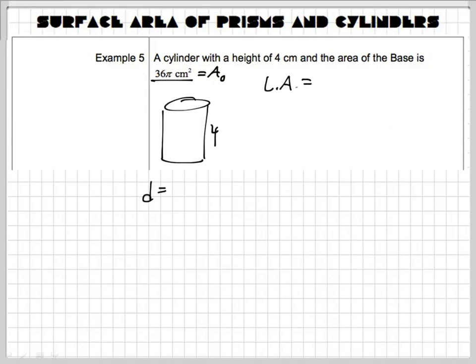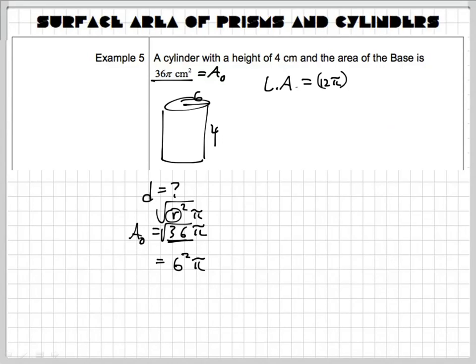What's D? 12. How do you know it's 12? Because we know the area of a circle is 36 pi, and this is supposed to be r squared pi. So what do we have to square to get 36? To undo squared, we would square root. What's the square root of 36? 6. So it'd be 6 squared pi. That means our radius is 6. Let's draw that in. So what's our diameter? 12. So we have 12 pi.